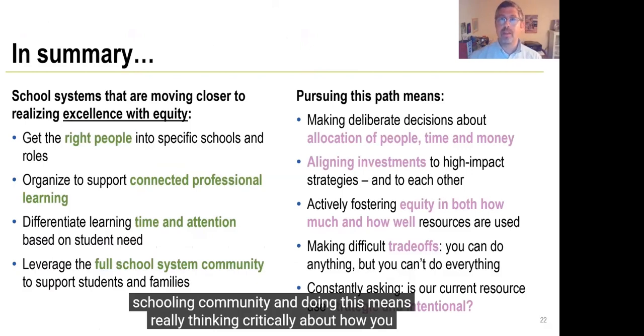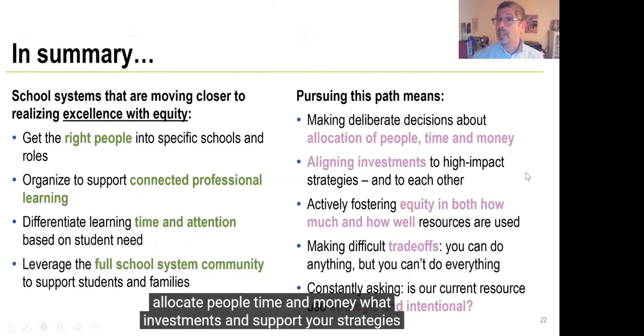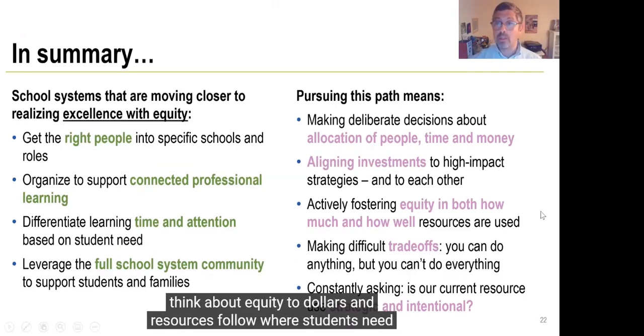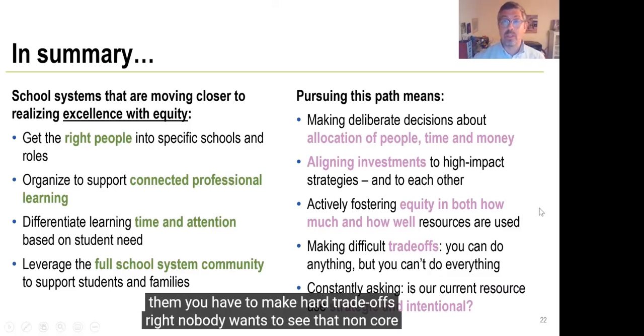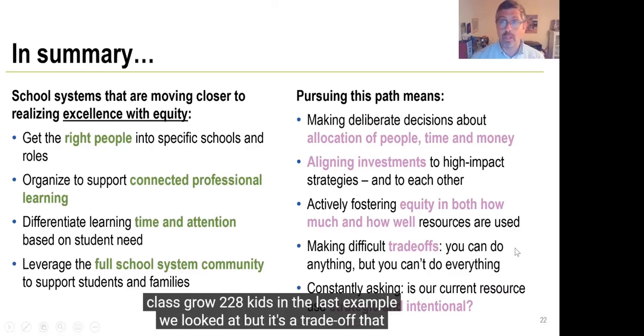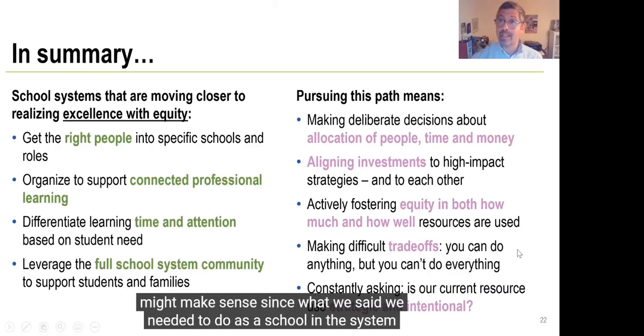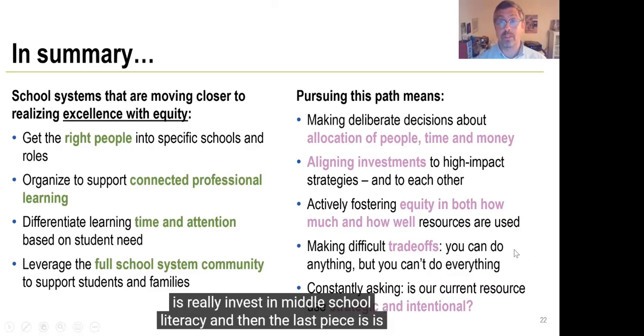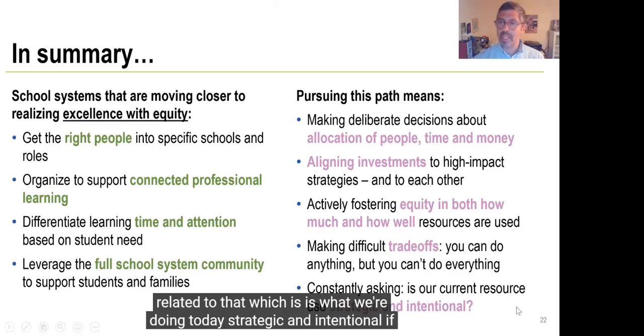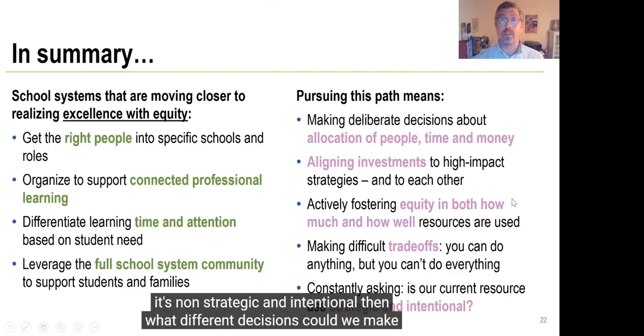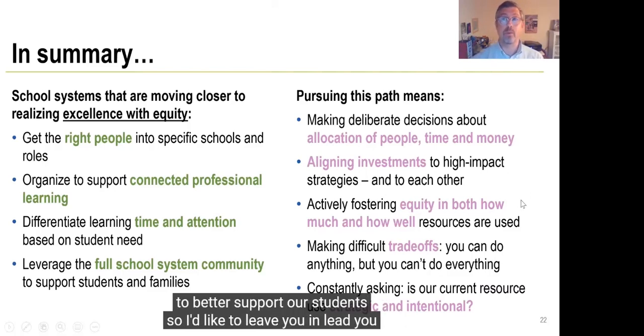And doing this means really thinking critically about how you allocate people, time, and money, and what investments support your strategies. Think about equity: do dollars and resources follow where students need them? You have to make hard trade-offs, right? Nobody wants to see that non-core class grow to 28 kids in the last example we looked at, but it's a trade-off that might make sense since what we said we needed to do as a school and a system is really invest in middle school literacy. And then the last piece is related to that, which is, what we're doing today, is it strategic and intentional? If it's not strategic and intentional, then what different decisions could we make to better support our students?